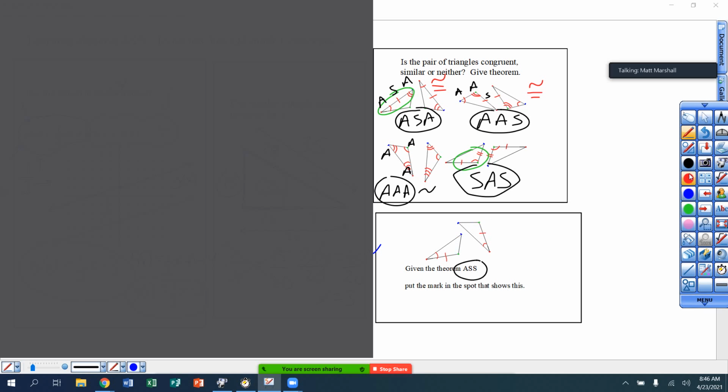Don't do that. You don't want to put that side right here. If you did that, that ain't AS. That's ASA. No, that's SAS. Don't put the mark there. So you need to know what AS is, and you need to know where to put the mark. That's the only place I can put that mark for that to be AS. That make sense? All right.